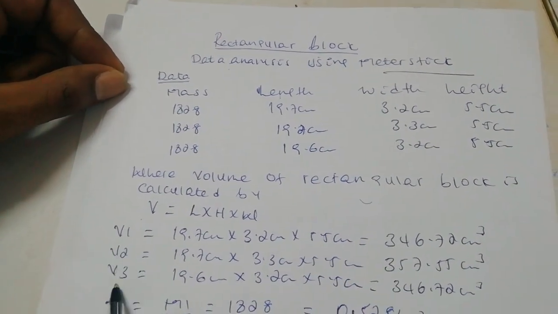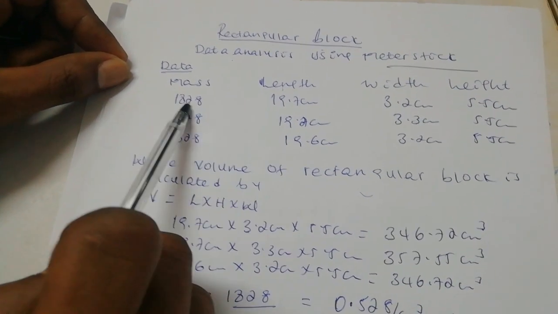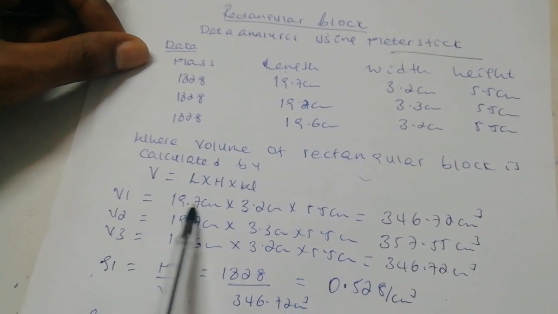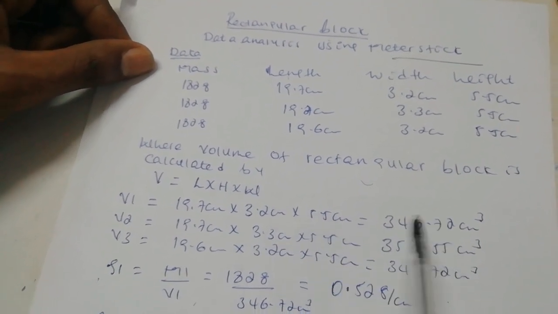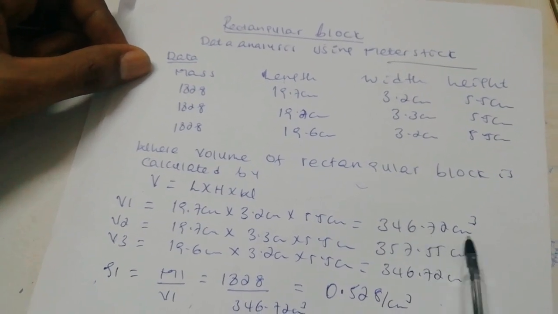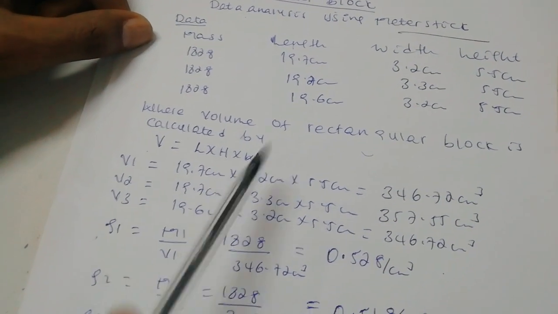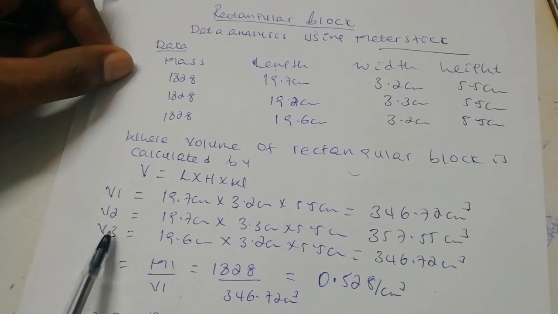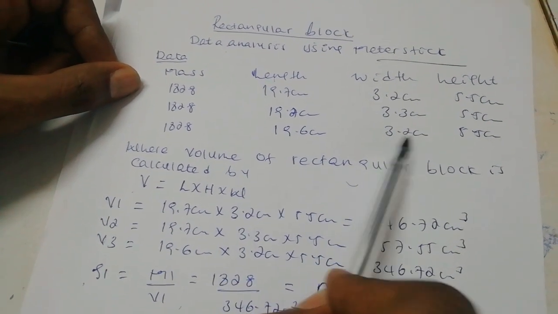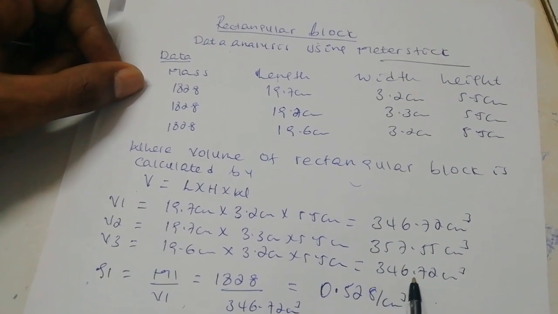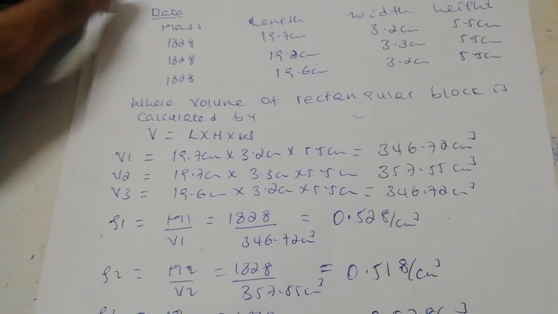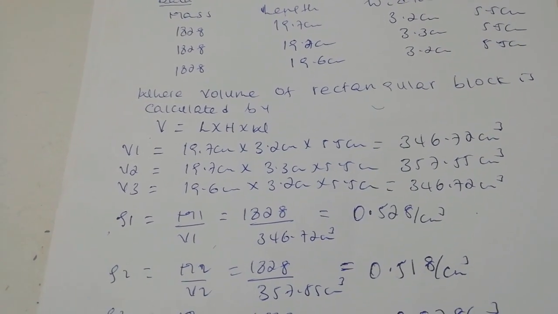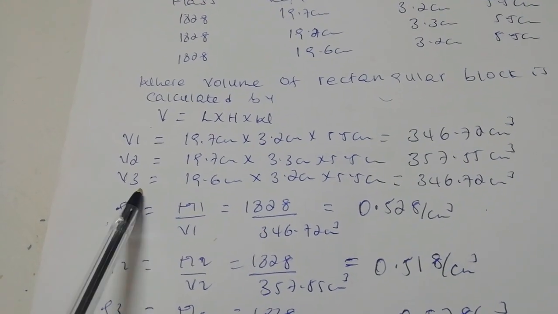We measured three times, so we get three volumes, V1, V2, V3. V1 means volume 1: length 1 is 90.7 times width 1, 3.2, times height 1, 5.5 centimeter. Its volume is 346.72 centimeter cubed. For the second measurement, V2 is 90.7 times 3.3 times 5.5. We get this. The third one is V3, measurement 3. Volume 3 is 90.6 times 3.2 times 5.5. We get 346.72 centimeter cubed. This is the volume. Then the density is given by the mass divided by its volume. We can get three densities because we measured three times.